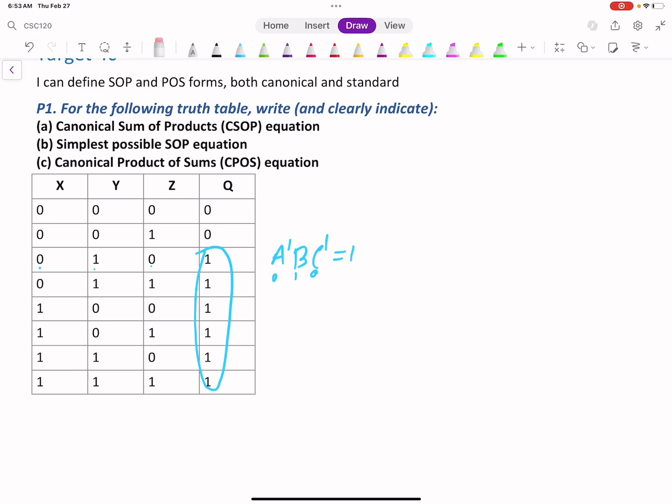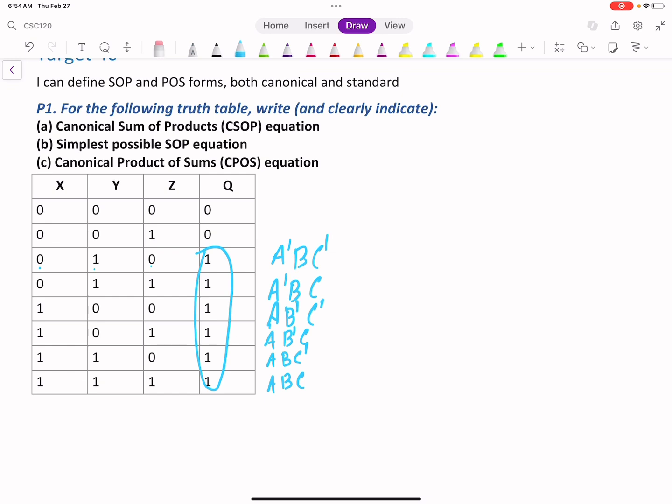That's what I'm going to do for the next six of them, where I'm going to write the terms so that I can use them. So this one is going to be A prime, B, C, then A, B prime, C prime, A, B prime, C, A, B, C prime, then lastly A, B, and C. All of these have an output equal to 1.